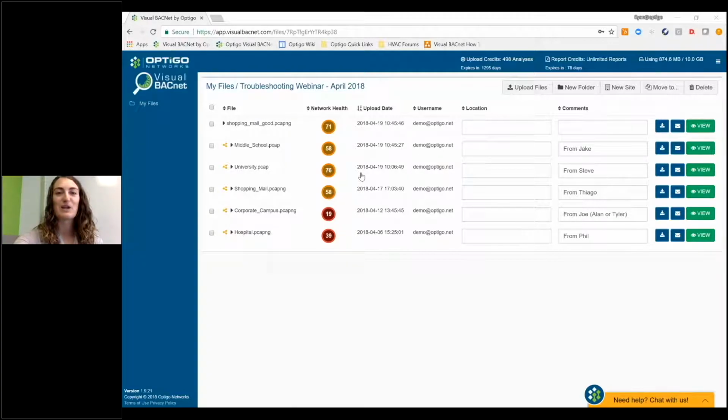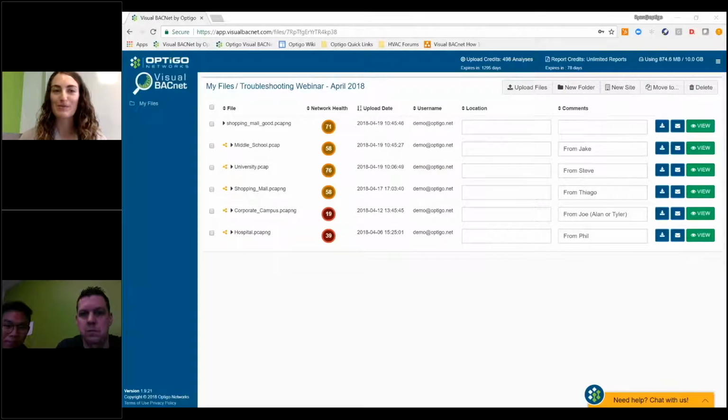Three of us spend a lot of time sitting together poring over Wireshark files in Visual BACnet, trying to figure out what the heck is going on. So I'm really excited to spend some time troubleshooting with them today and show you exactly what we do on a daily basis here at Optigo.